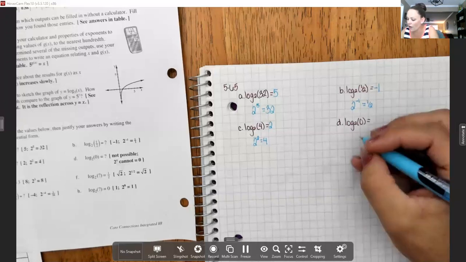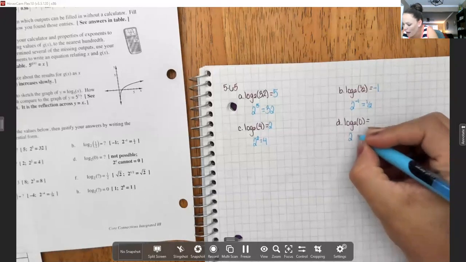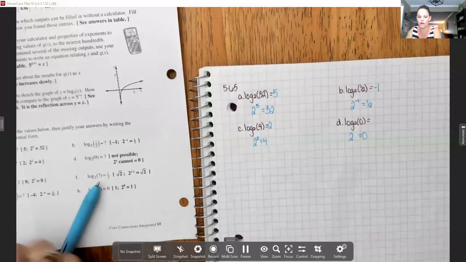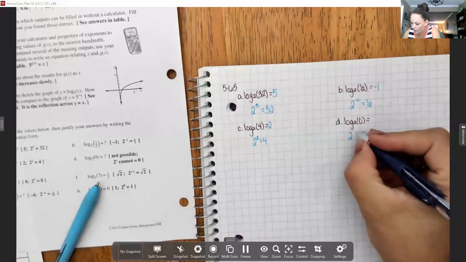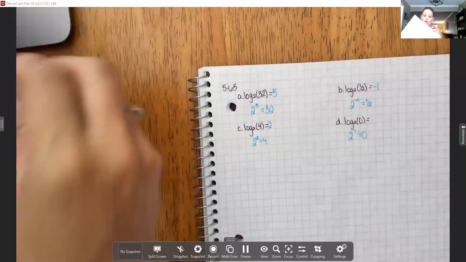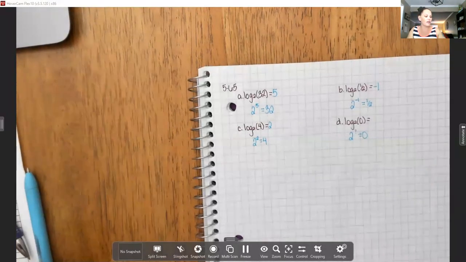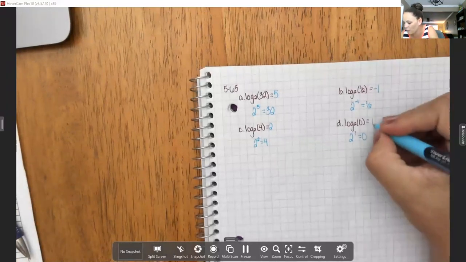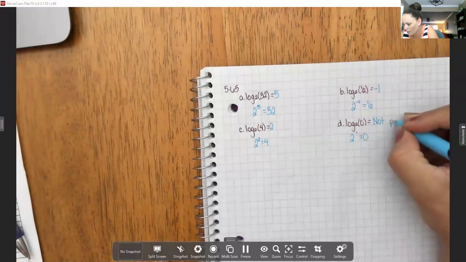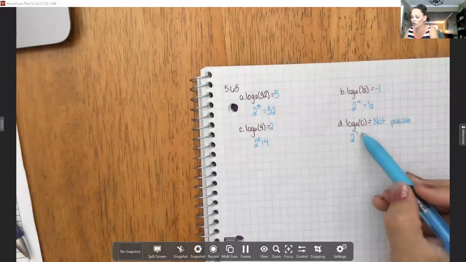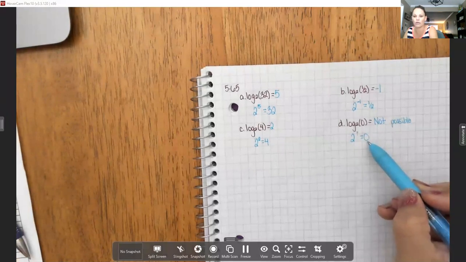So on D, you're asking yourself, 2 to what power is equal to 0? That's kind of up here, that's your little question mark. Oh, I have the answers right there next to you, sorry. So this one is not possible. You can't raise 2 to some power and get 0.